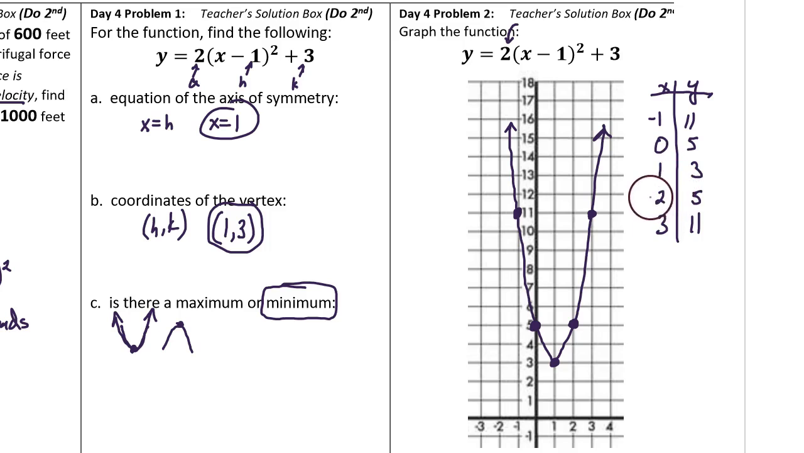So notice there is a dot at -1 comma 11. That is this dot here that I found. There's a dot at 0 comma 5. That's this dot here that I found. There's the vertex. There's a dot at 2 comma 5. That's this one here. And there's a dot at 3 comma 11. This one here. The more parabolas you graph, you'll start to recognize patterns from one dot to the next. And that will save you the time of having to figure out an XY table.